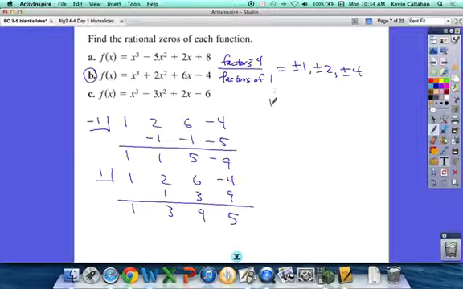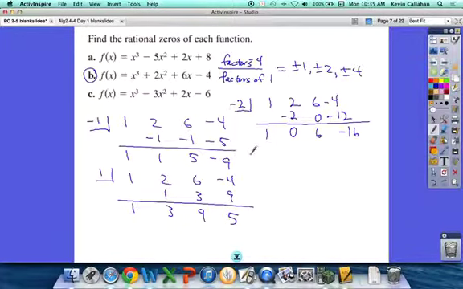1, 2, 6, negative 4. Negative 2. Okay, negative 4, you're right. Negative 2 times 1, negative 2, 0. Negative 2 times 0, 6. Negative 2 times 6, negative 12. Negative 16. That didn't work.